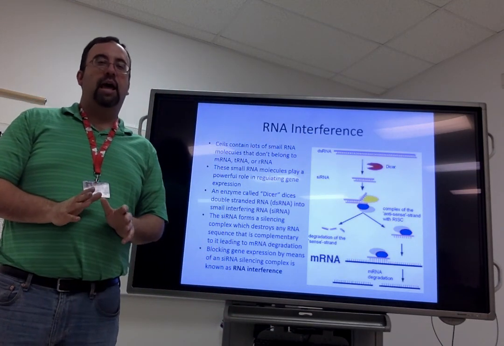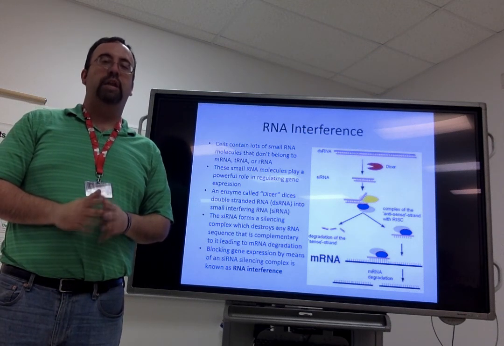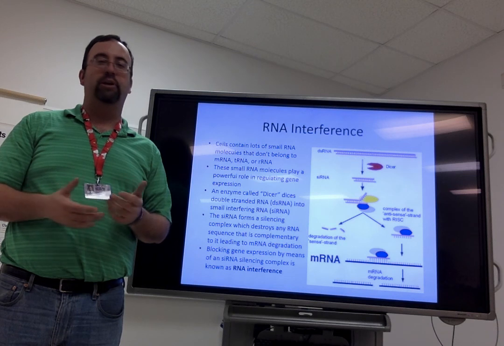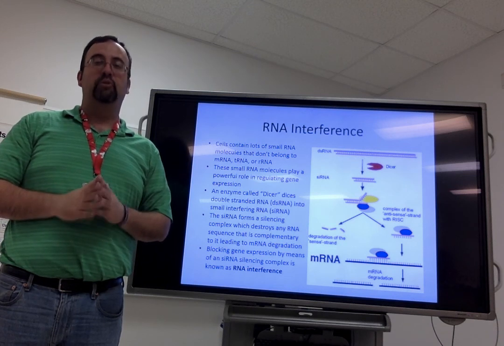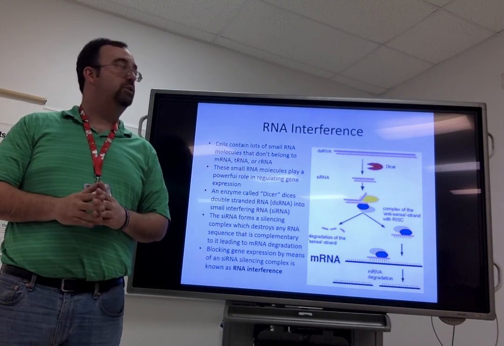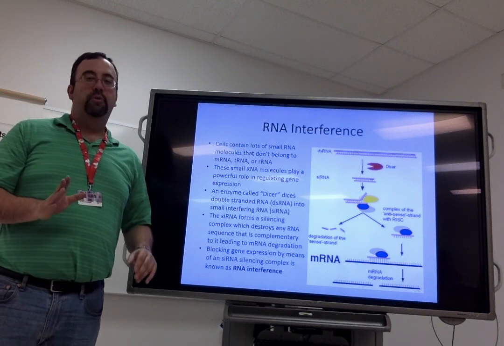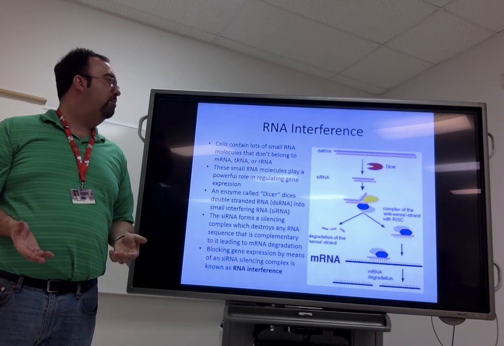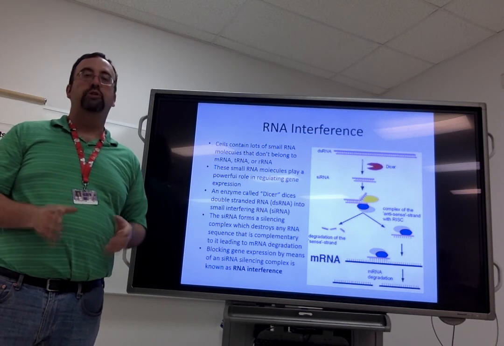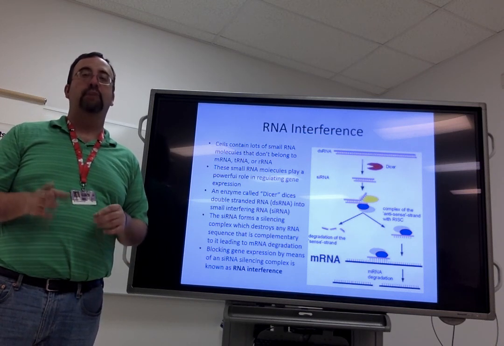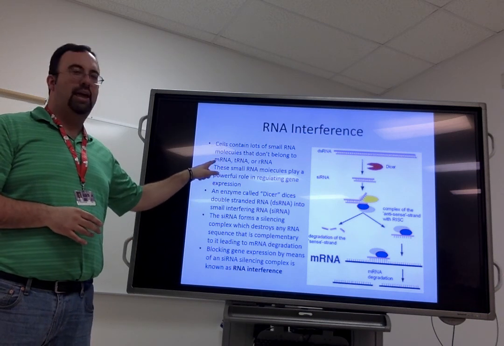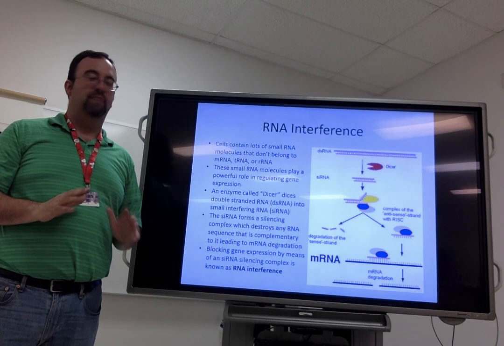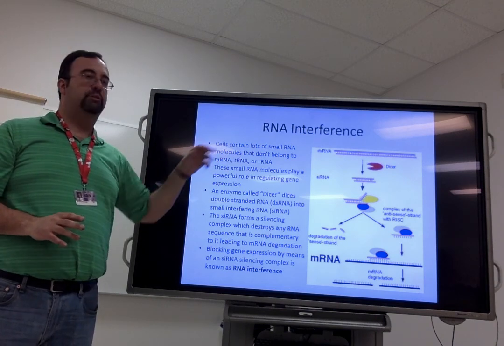I want to talk to you now about a very new technology, so a technology that has been developed in the past 30 or 40 years or so, and it is referred to as RNA interference. We know now that cells contain lots of small RNA molecules that don't belong to those three classes of RNA that we talked about last week. So they're neither mRNA, they're not tRNA, and they're not even rRNA. So they have nothing to do with any of these types of RNA.